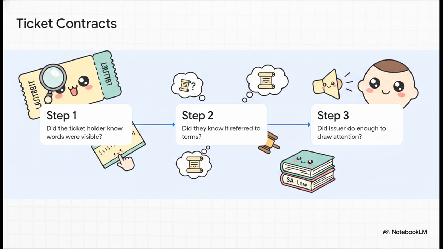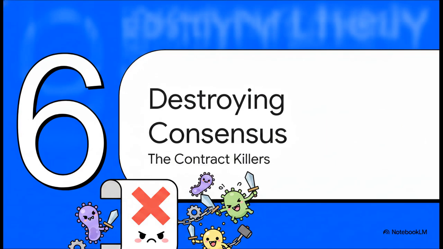Did the Gautrain issuer do enough to reasonably draw your attention to those terms? If yes, you are bound regardless of whether you actually bothered to read them. Section 6. Factors destroying true consensus. The contract killers. Now we look at the sneaky diseases that can attack our perfectly valid contract.